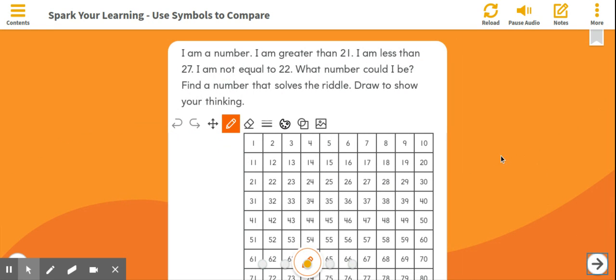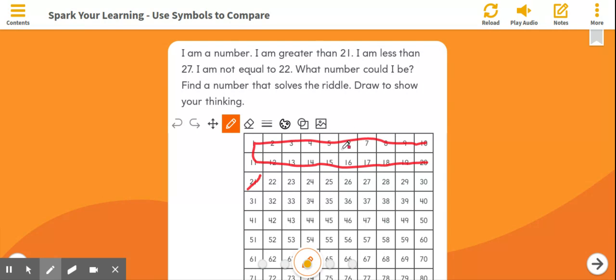So I am a number. I am greater than 21. You have a number grid with you, and I'm going to use this number grid to help me a little bit. I am greater than 21, so I can't be 21 because 21 is not bigger than itself. I'm going to cross that one out. Would all of these numbers be greater than 21? Nope, they would all be less. So it can't be any of these up here. Cross those out. It has to be greater than 21 or more than 21.